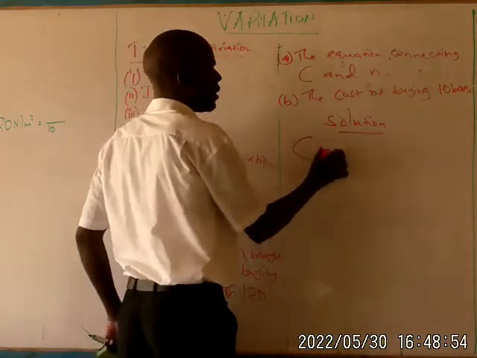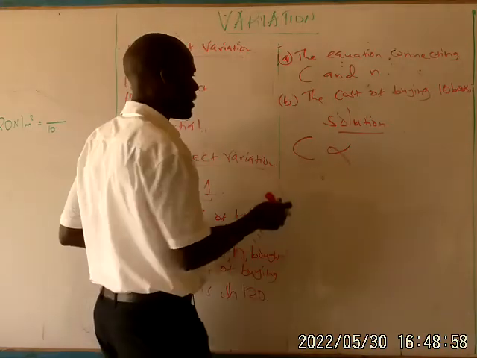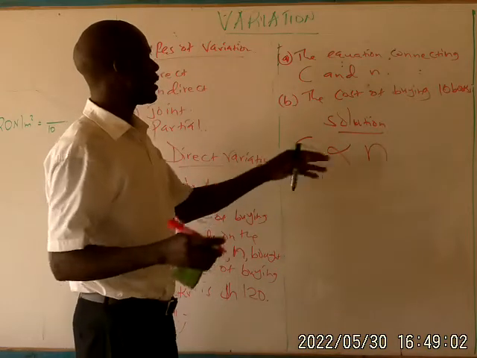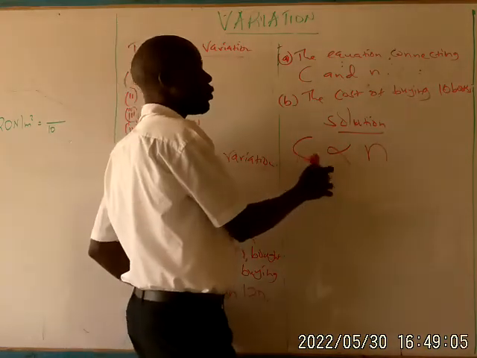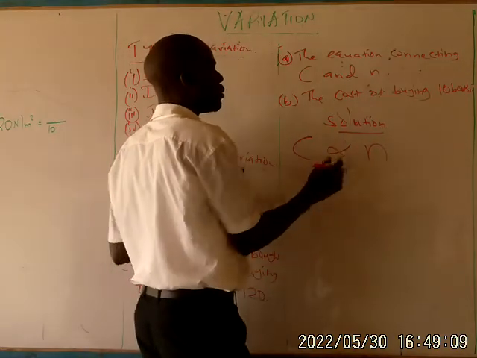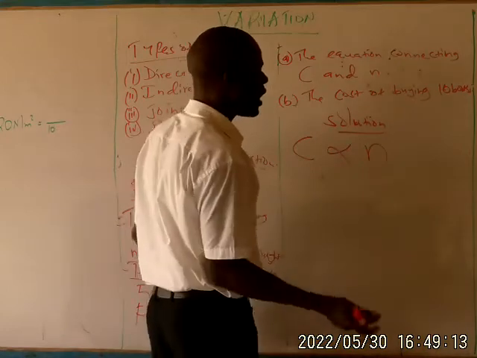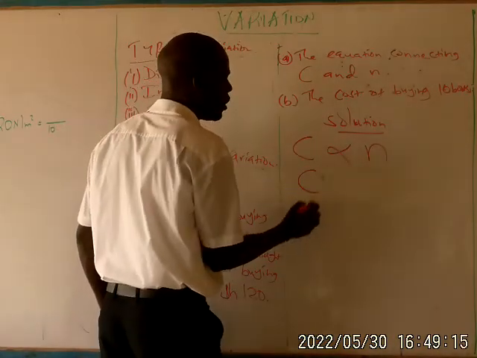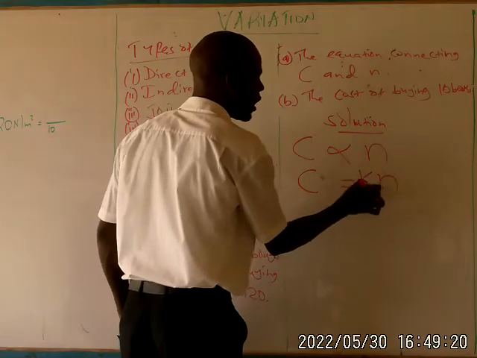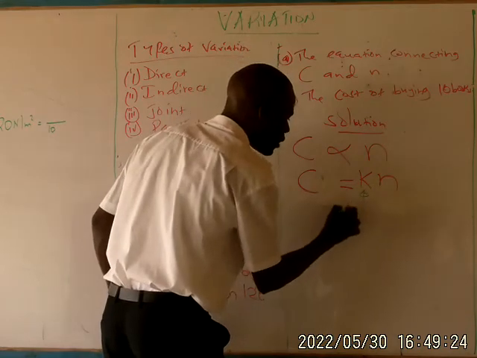So let us have C. You have been told that C varies directly as N, and that's how we write it. For me to write an equation, I need to remove the variation sign so that I am able to get an equation. When I remove this sign, I introduce an equal sign and a constant, so C equals K times N, where K represents a constant.